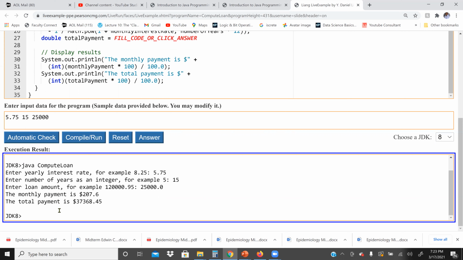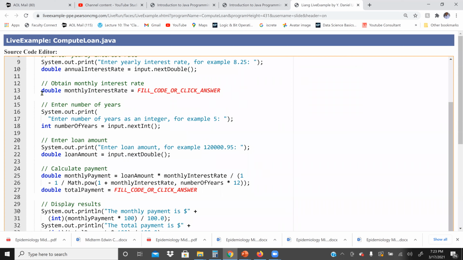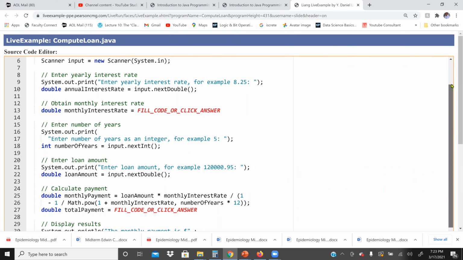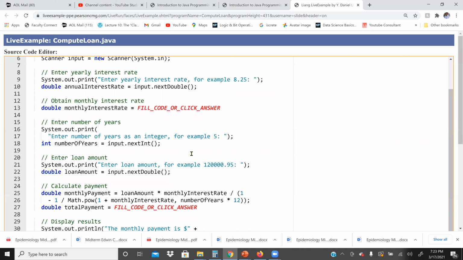Then the total amount is 37,368.45. So again, that's the whole concept here. We start with our scanner object to create the input, get all the input we need. We use the formula to do the processing, then we display our result.